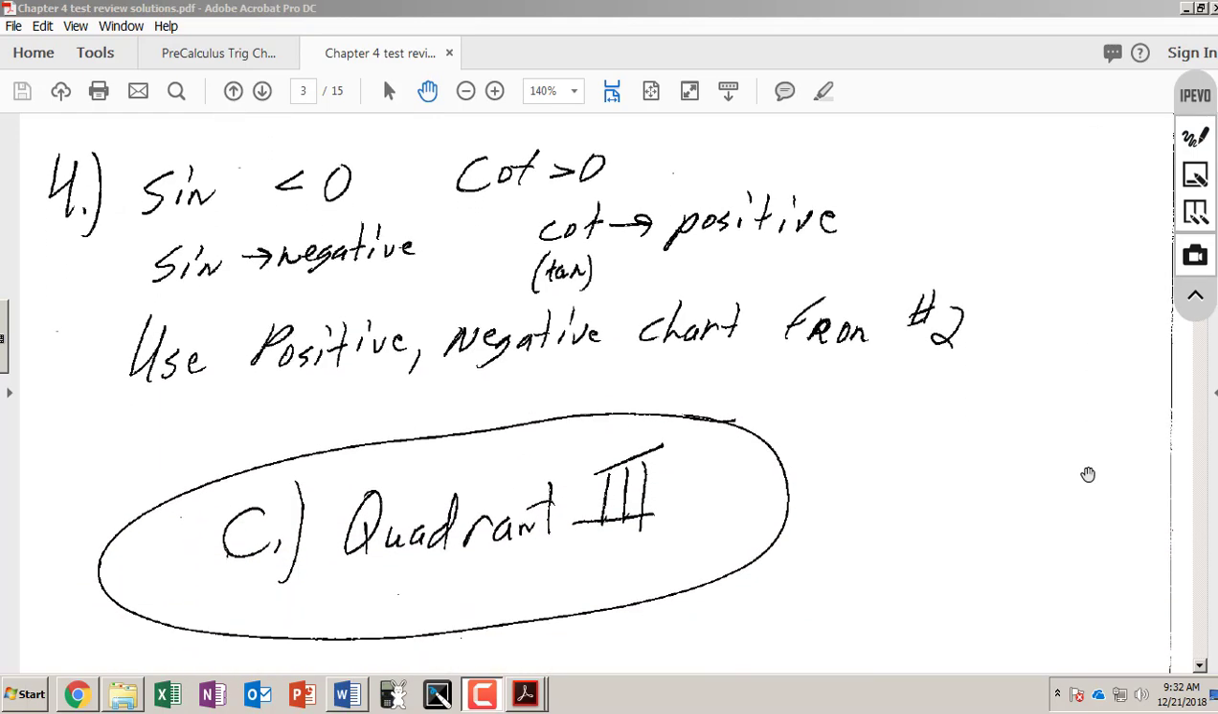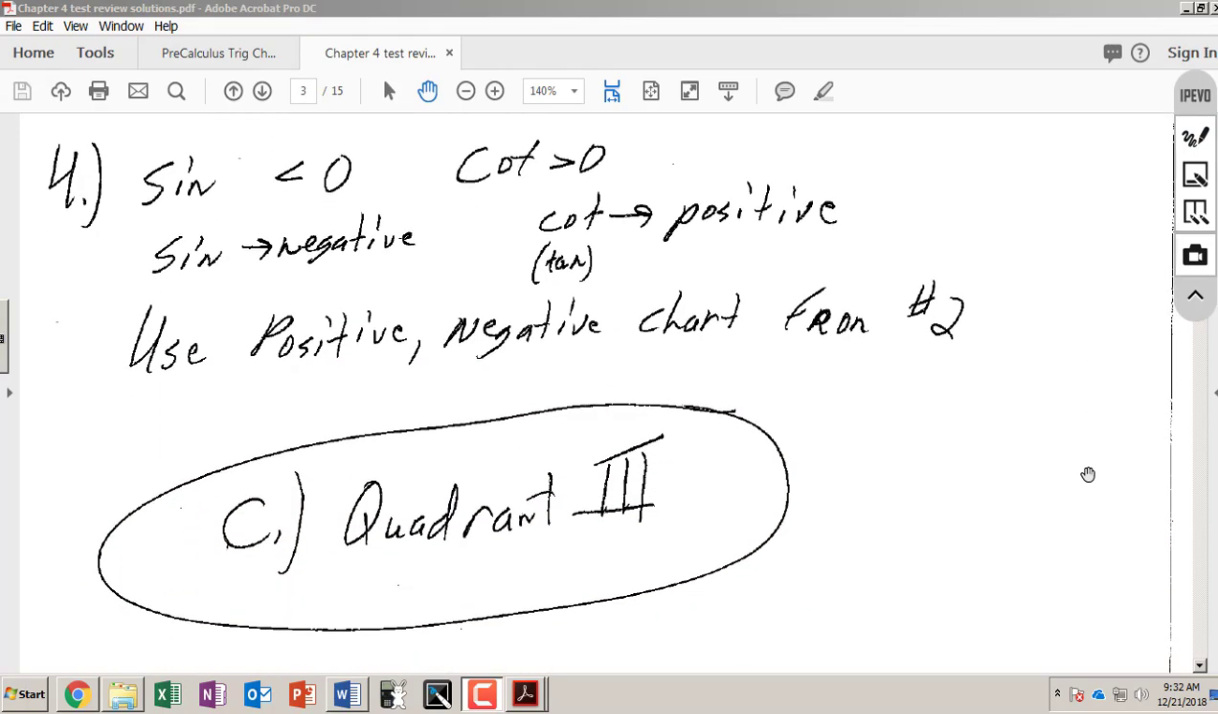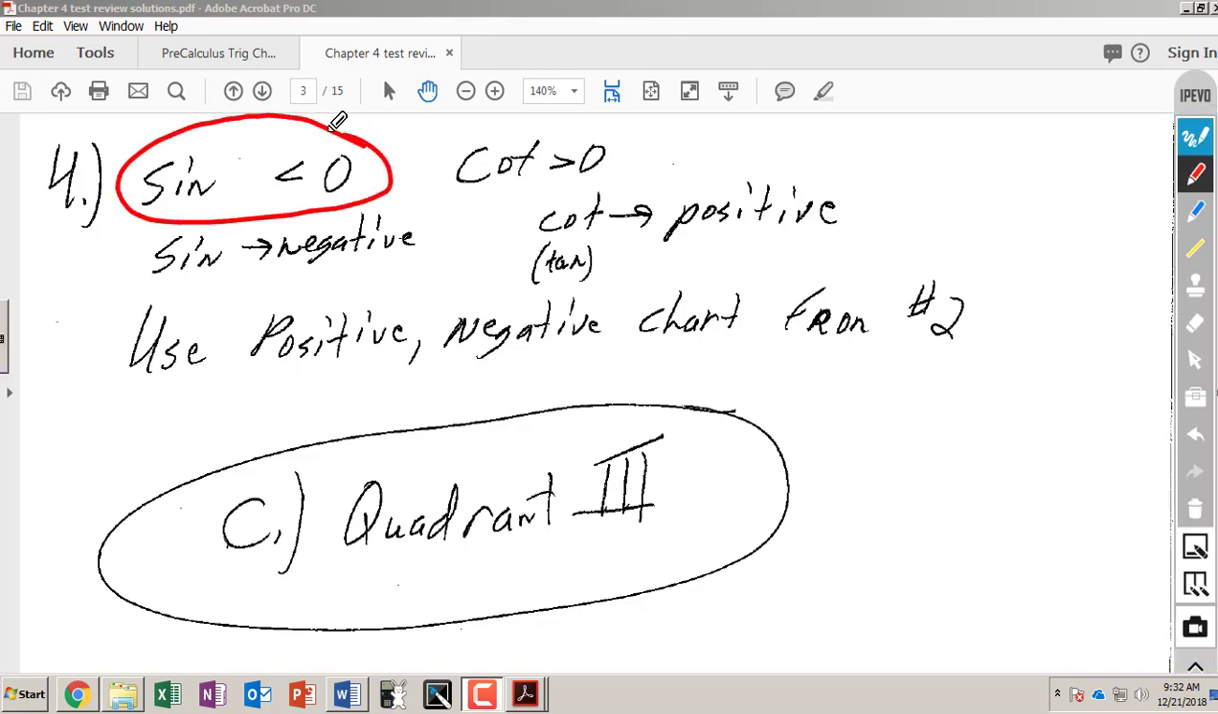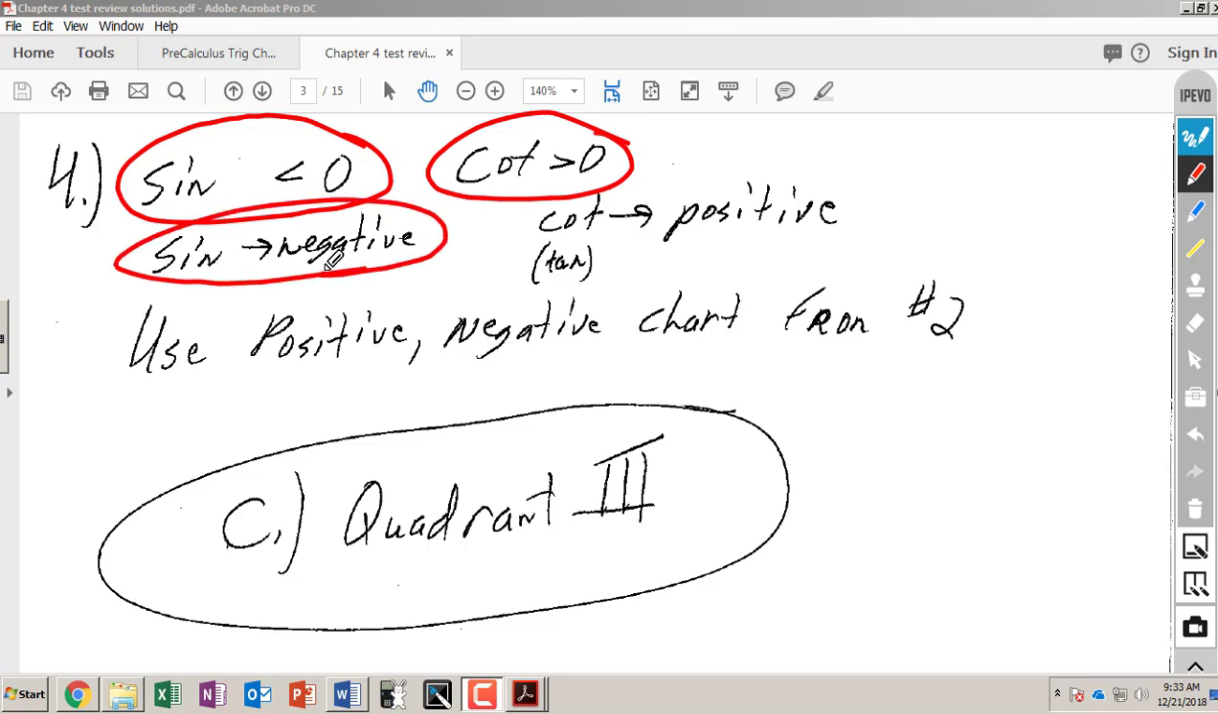Okay, looking at number 4. On problem number 4, it says identify the quadrant in which theta lies. You're going to notice that my sine is less than 0, and my cotangent is greater than 0. Since the sine is less than 0, that means the sine is negative. And the cotangent is positive. And remember, since the reciprocal of cotangent is the tangent, that also means the tangent is positive.